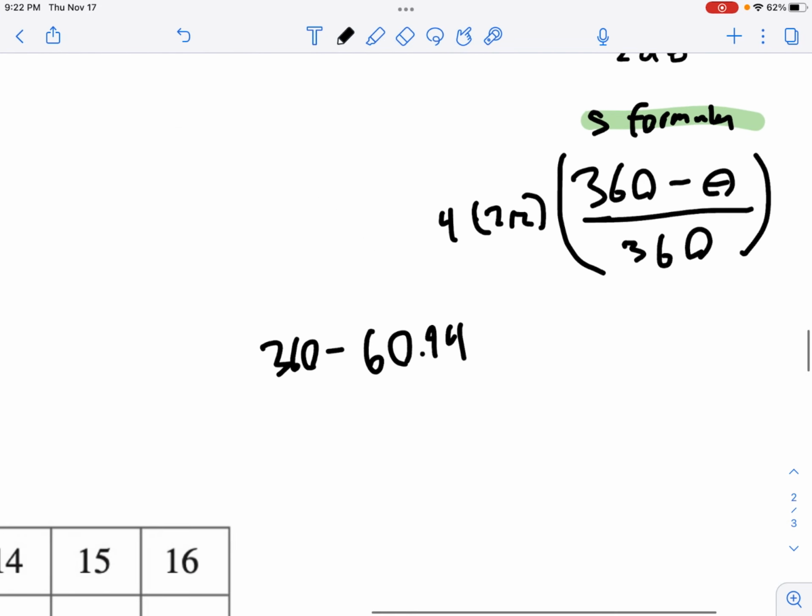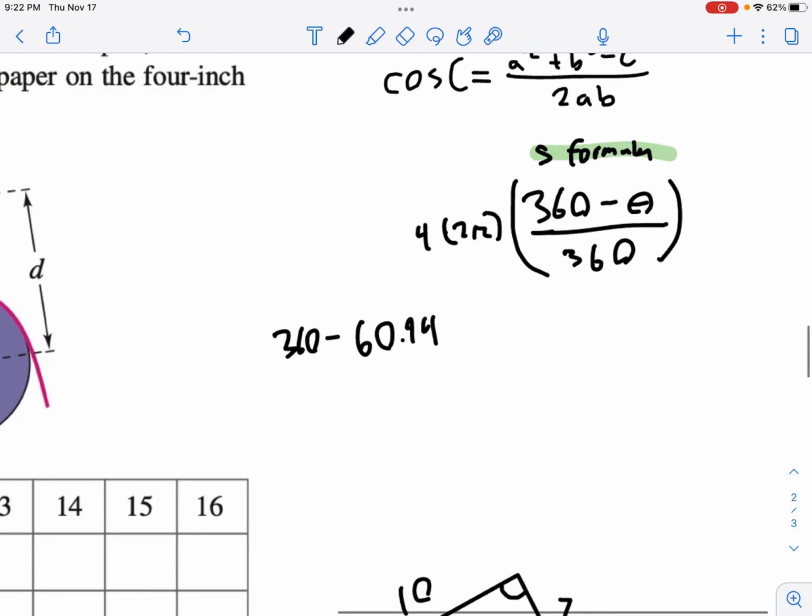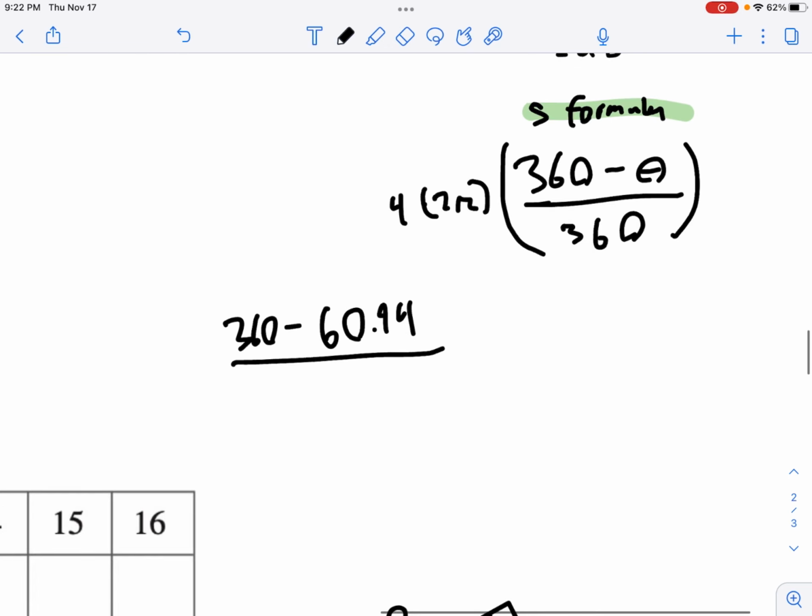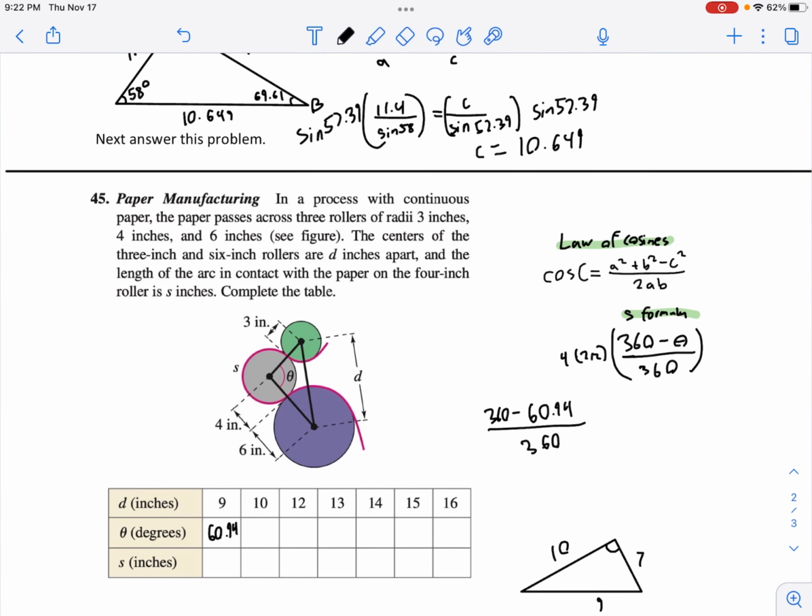And then we're going to put it over 360, because that's where it's going to be. So it's going to be over 360. Sorry. And now we have to solve it for the circumference, and the circumference is 2 pi times the radius. But our radius is 4. So our whole thing will be 8 pi times this whole thing.